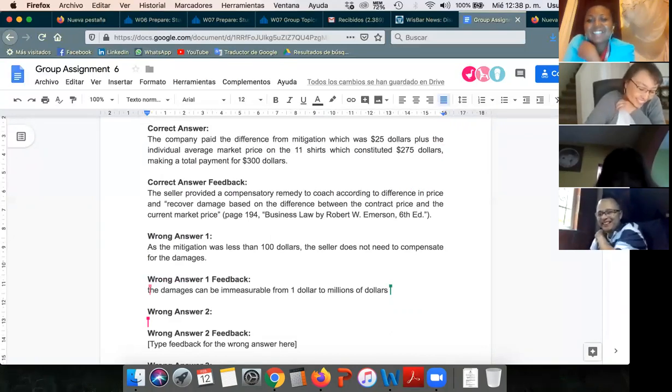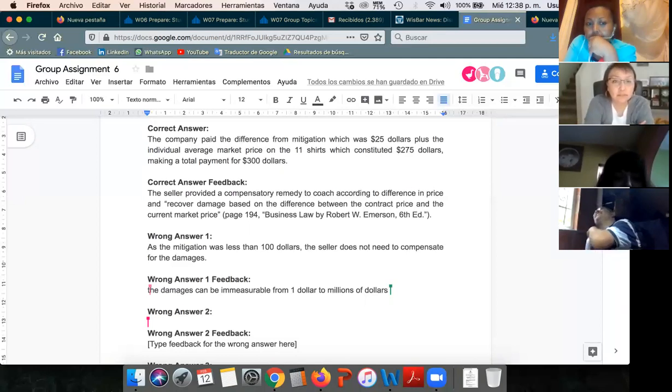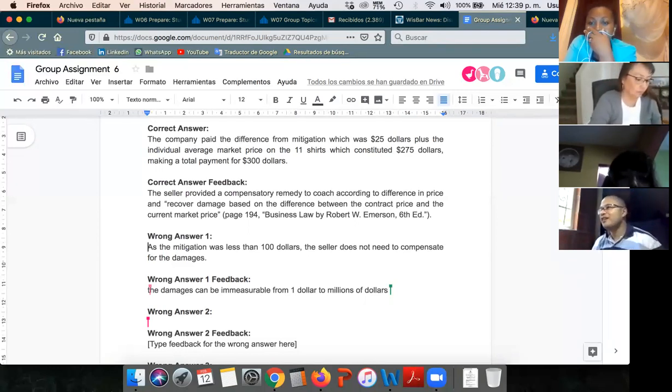What are you doing, Steph? Isn't this a conflict with wrong answer number one? It's supposed to be the feedback on the wrong answer. Sometimes the injury or damage to the plaintiff is negligible. That is, the financial loss to the complaining party is too small as to be practically immeasurable. In that case, the plaintiff will receive only nominal damages.